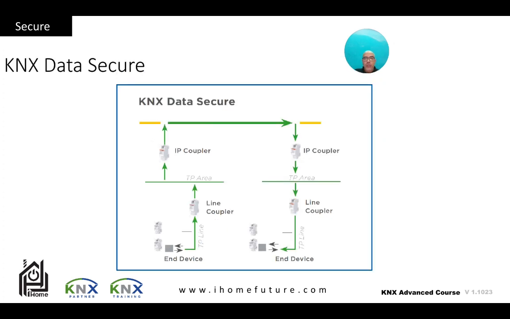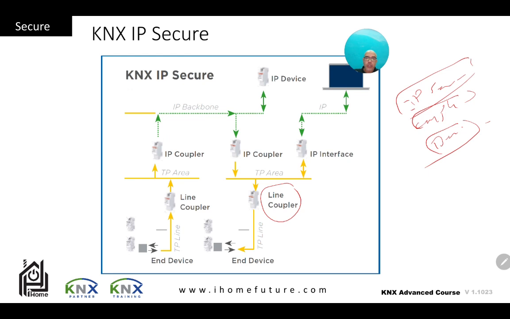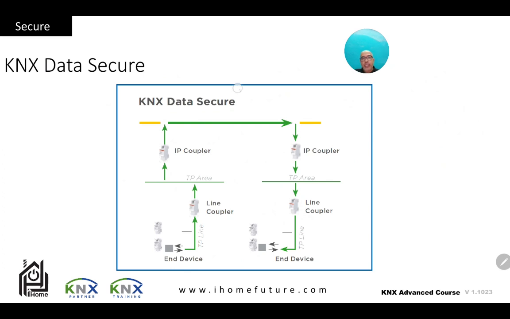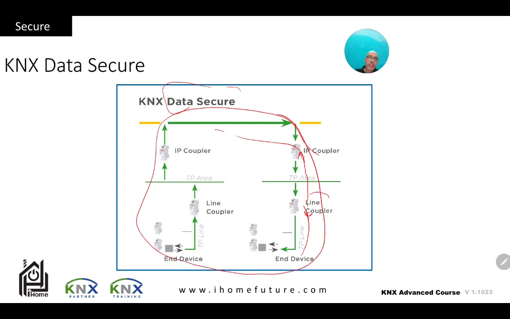So this is the concept one for the data secure. This is for the device itself. So devices themselves, when you see the green one, meaning the secure one. Here the devices and couplers are sending secure data to each other and to the IP device. If you're using data secure, meaning the device itself is secure, the devices send data to the line coupler, which is also secure, and then to the IP coupler. So the whole area is secure, internally and outside.